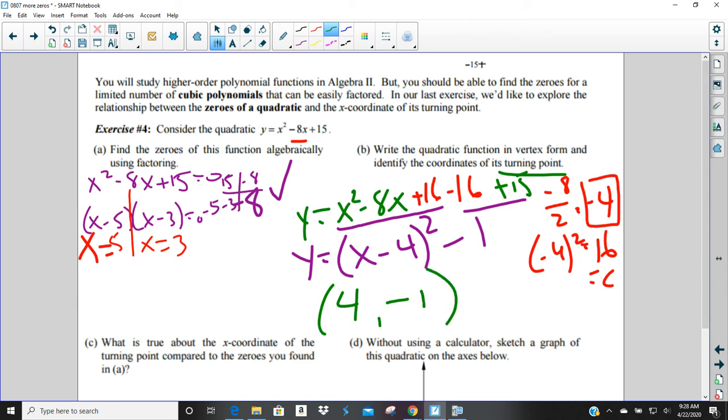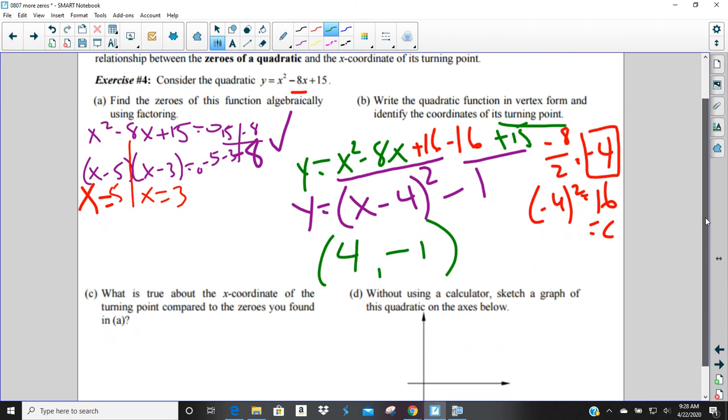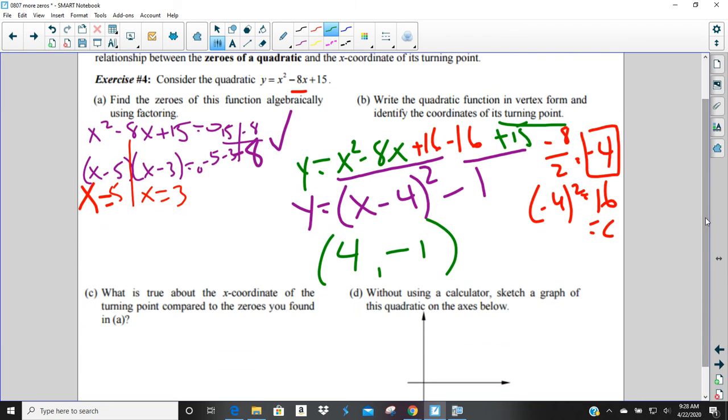What is true about the coordinates of the turning point compared to the zeros you found in A? Take a look. My coordinates for the turning point are 5 and 3. No, my coordinates for the x zeros are 5 and 3. But my turning point x is 4. What would you say about them?